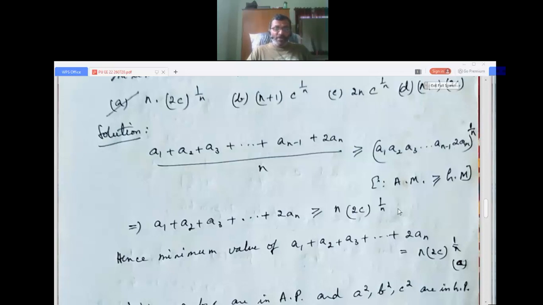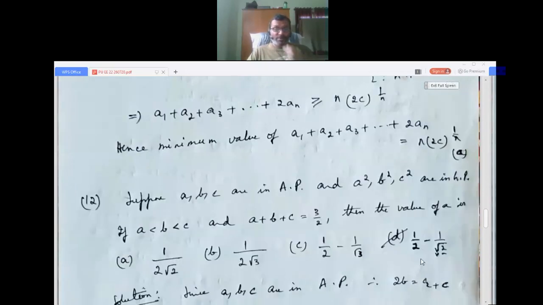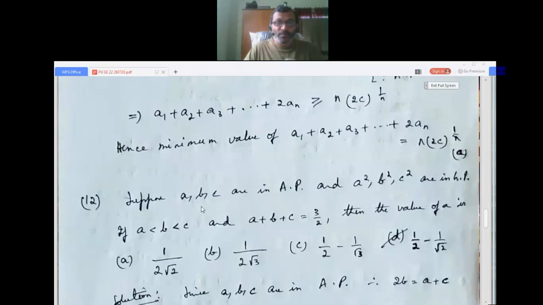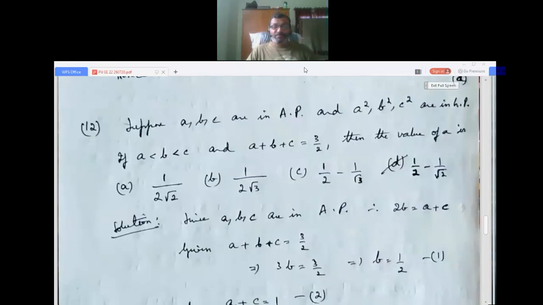Now what we get here, looking at this, is a1 plus a2 plus a3 plus etc. till 2an is greater than or equal to n into 2c power 1 by n. Hence the minimum value of a1 plus a2 plus a3 plus etc. till 2an is equal to n into 2c power 1 by n. So that is option A. I hope you have followed it.